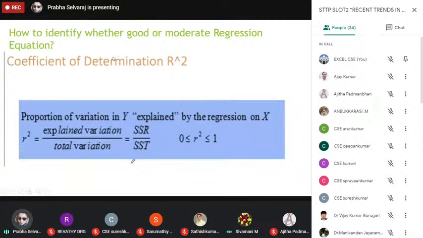So how to identify whether it is a good or moderate regression equation? I have to find out, or I think some disturbance is there.